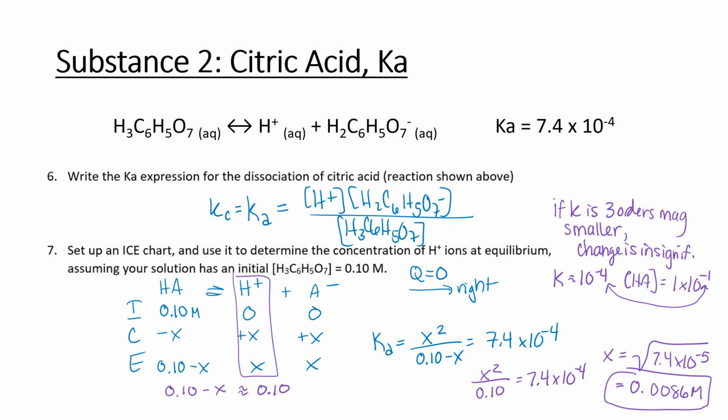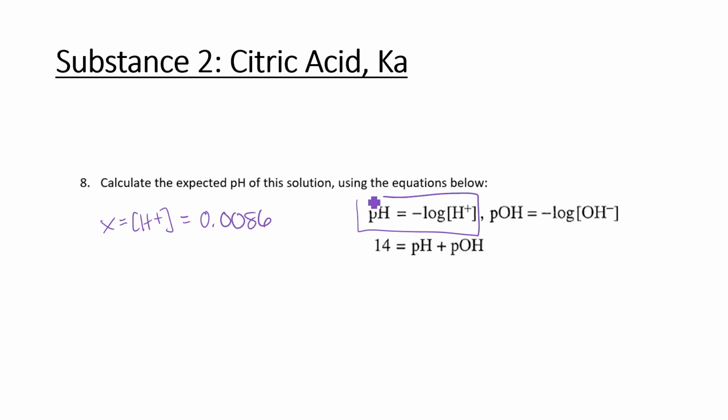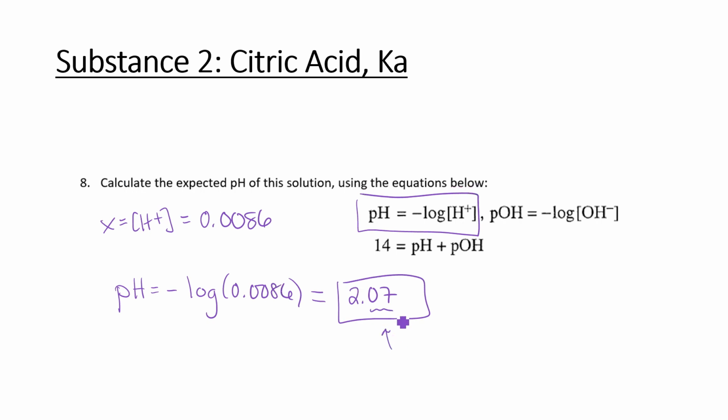So, cool. Let's go on to the next slide and calculate pH with that. We figured out earlier that x, which is equal to our hydrogen ion concentration, is 0.0086. And we want to find pH. So it looks like this equation is going to be the useful one. pH is going to be the negative log of 0.0086. So that should be 2.07. And again, this number has 2 sig figs in it, so it's just the digits to the right of the decimal that are significant.